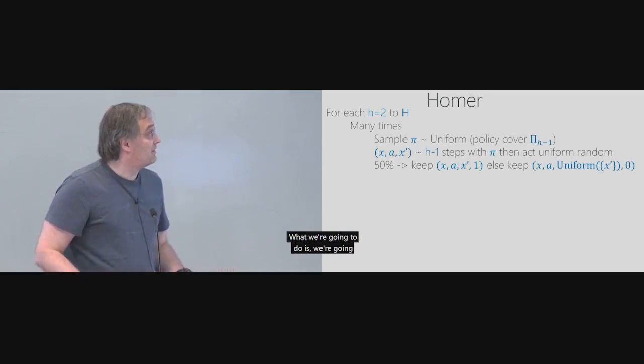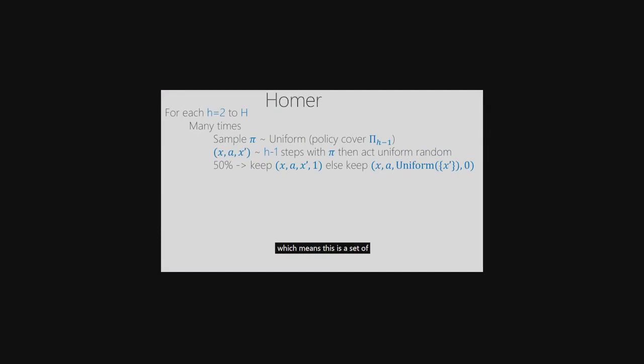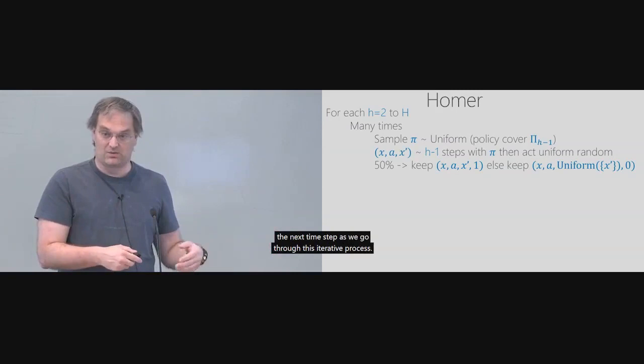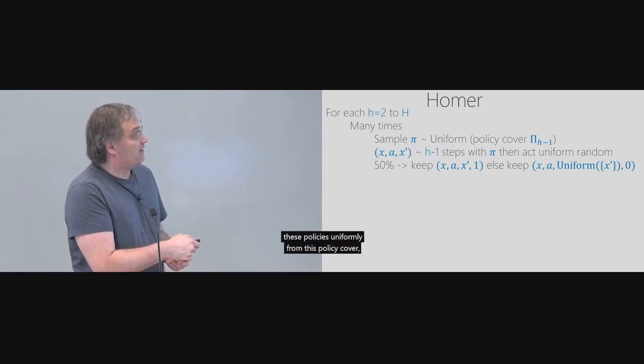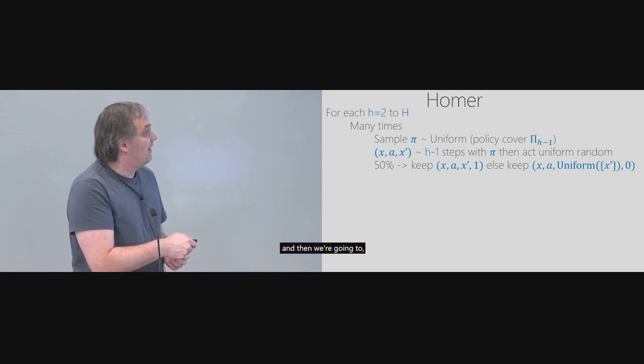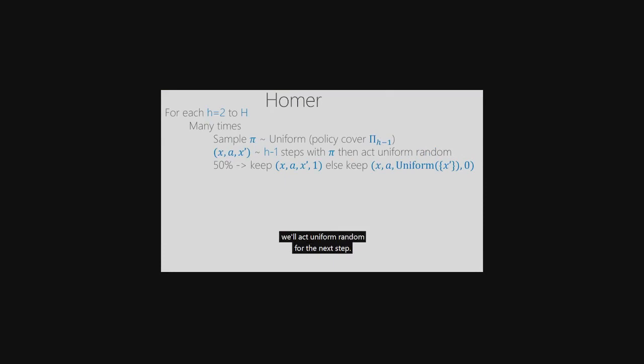We're going to assume that we have a policy cover, which means this is a set of policies which can reach all the states for the previous time step. So we're going to have to create that for the next time step as we go through this iterative process. And so we're going to sample one of these policies uniformly from this policy cover. And then we're going to, for h minus 1 steps, roll in with this policy. And then we'll act uniform random for the next step.